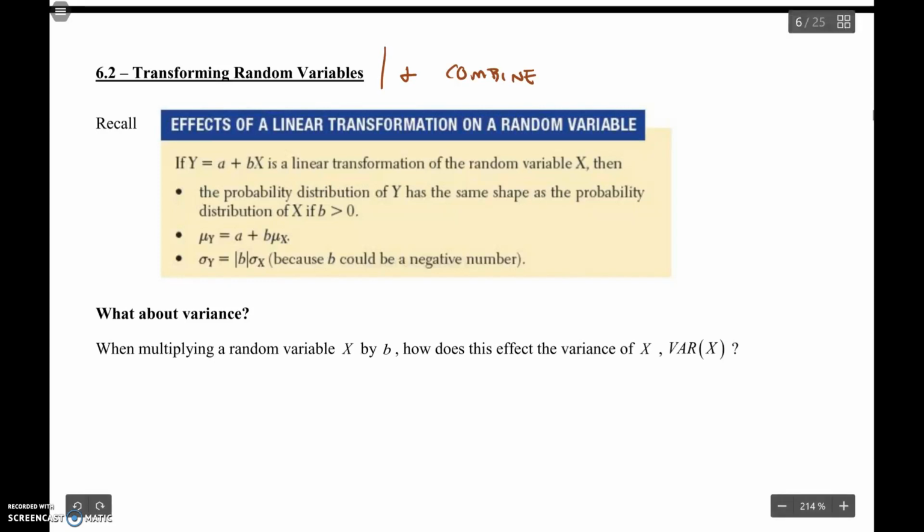Recall that whenever we do a linear transformation on every data point in a data set, every observation in a data set, that if we multiply every value by b and add a, it doesn't change the shape. The shape stays exactly the same. The mean or expected value is multiplied by b and you add a to it, kind of like what you would expect. However, for the standard deviation, multiplying by b multiplies the standard deviation, but adding a does not change the standard deviation, because when you add a constant to a data set, it just shifts it. It doesn't change the spread.